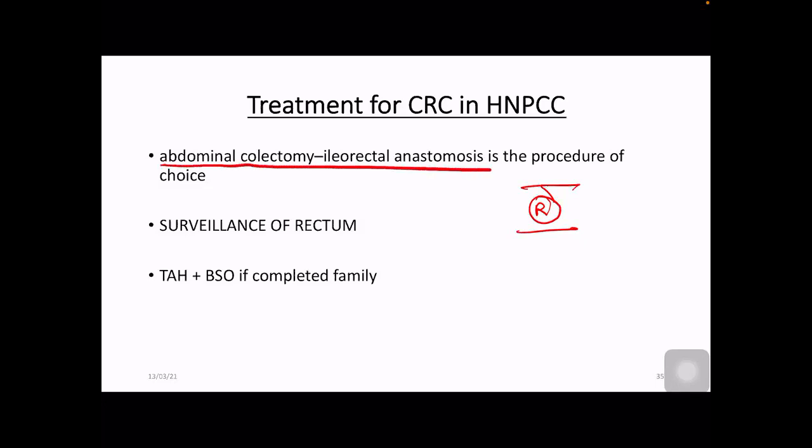In FAP, the treatment of choice is prophylactic total proctocolectomy with ileal pouch anal anastomosis. Whereas in HNPCC, the surgery of choice is abdominal colectomy with ileorectal anastomosis. But you should always make sure that the rectum is under surveillance to look for any pre-malignant or malignant lesions. Okay. And since the patient also has an endometrial carcinoma risk, if the patient has completed family, TH and BSO can be done along with the initial surgery.